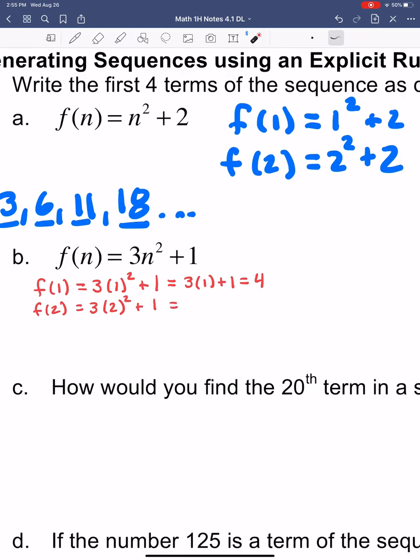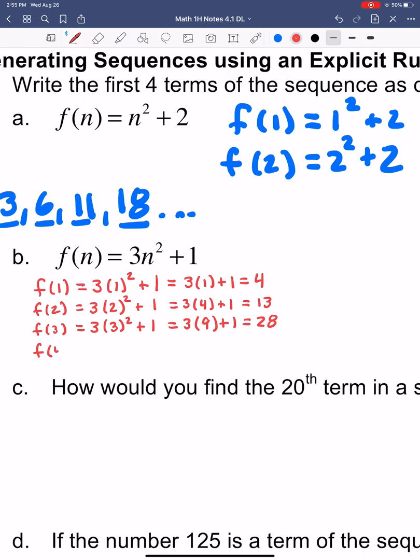Once again, we got to use order of operations here to do 2 squared. So 2 squared gives me 4. So this is 3 times 4 plus 1. And that will give me 13. And I'll keep going here, f of 3. So I get 3 times 3 squared plus 1. And that's going to be 3 times 9 plus 1, which is 28.